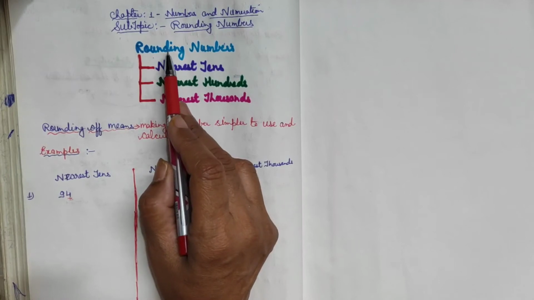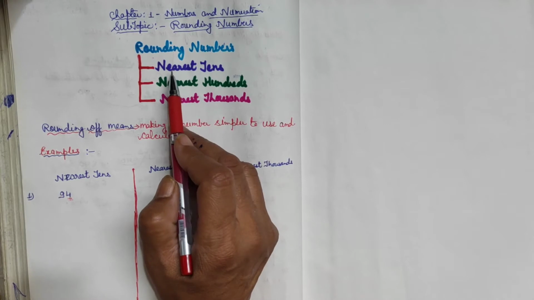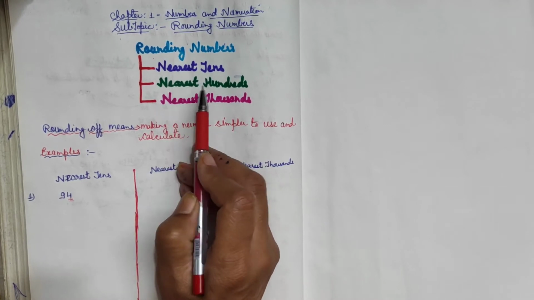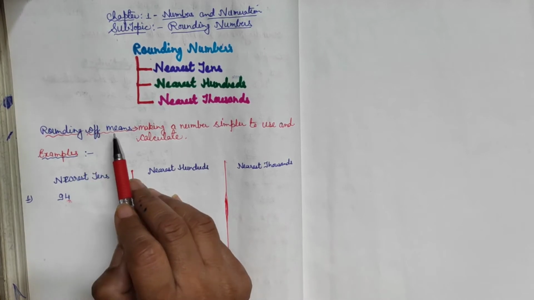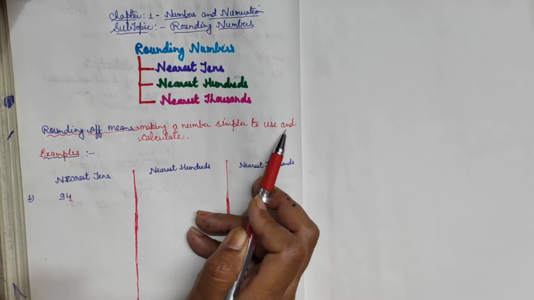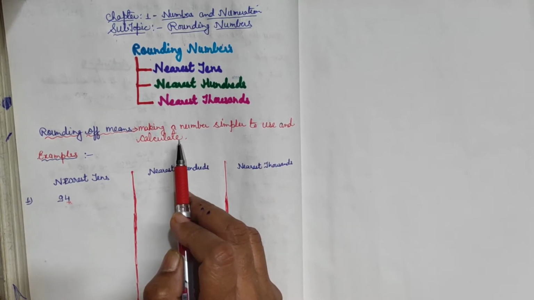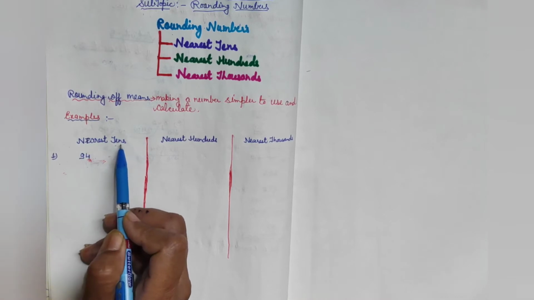In this chapter, we learn three types of rounding numbers: nearest tens, nearest hundreds, nearest thousands. Rounding off means making a number simpler to use and calculate.